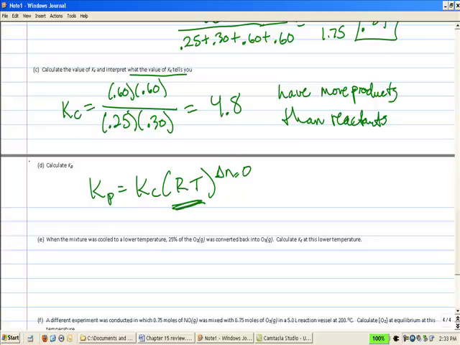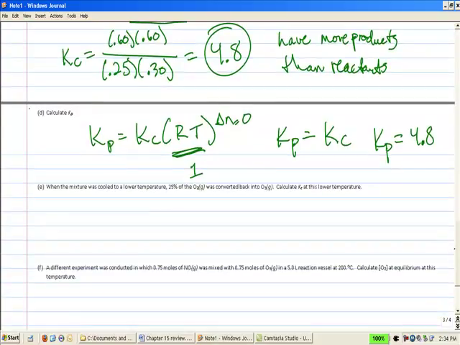Anything raised to the 0 power is equal to 1. Therefore, Kp is equal to Kc. So we can say that Kp equals 4.8, the same value as our Kc value. And that's all you have to do on part D.